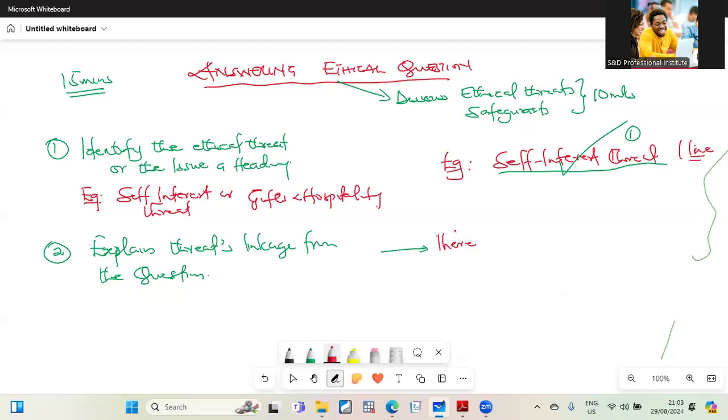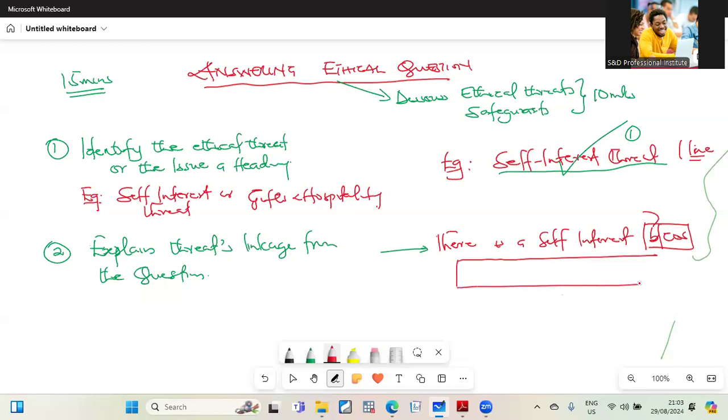There is a self-interest threat because. You can use the conjunction "because," or you can use "due to the fact that," "owing to the fact that," or "by reason that." Everybody can choose which one to write. So after "because," you go and pick the particular line in the question that makes you believe that there's a self-interest threat.